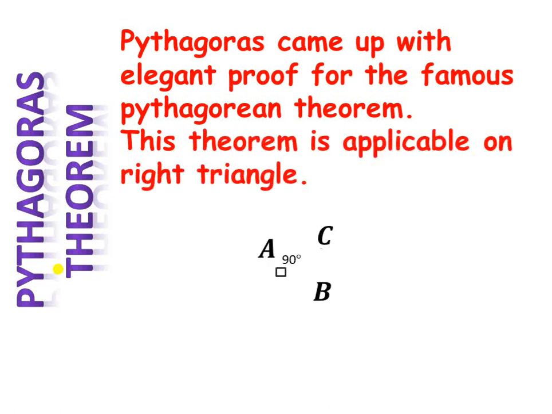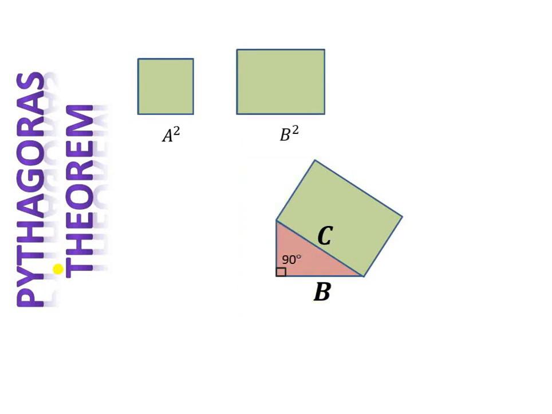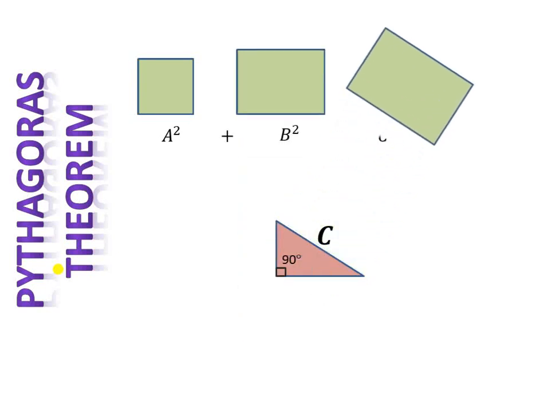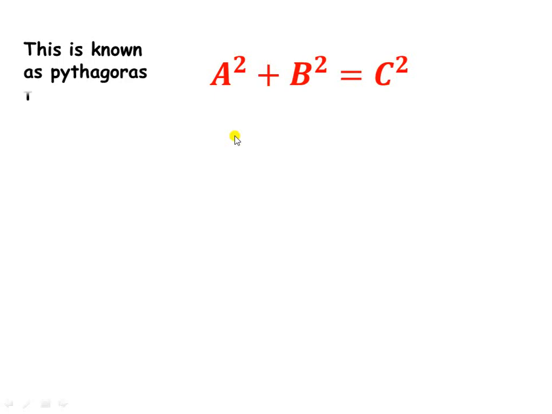This theorem is applicable on a right triangle, meaning the square of one side plus the square of the other side is equal to the square of the hypotenuse. In other words, we can say that a square plus b square is equal to c square. Here c square, meaning the hypotenuse square, is equal to the sum of the squares of the other two sides. a square plus b square is equal to c square. This is known as Pythagoras theorem.